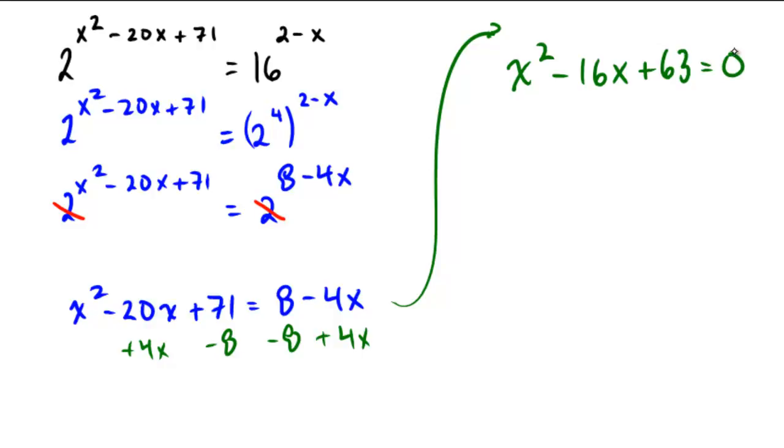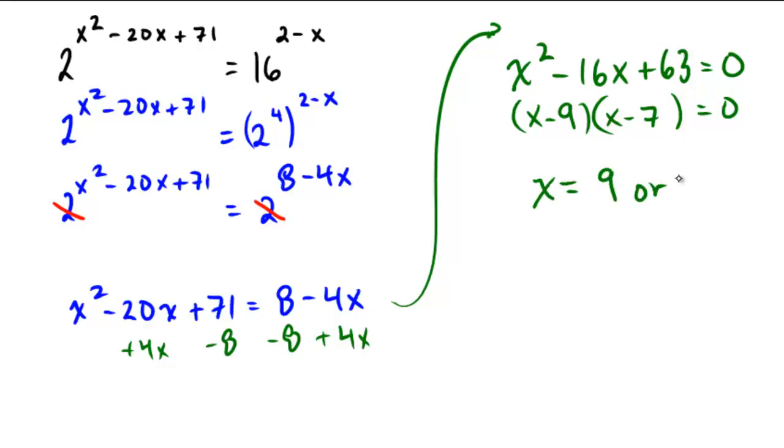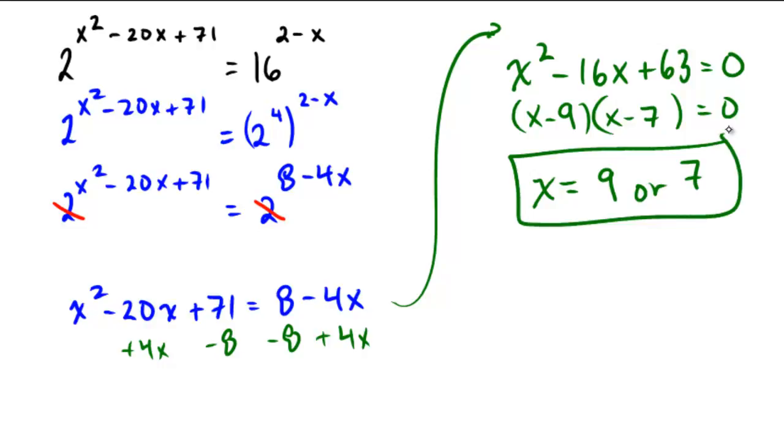So now I need two numbers that multiply to 63 and add to negative 16. Oh, that's convenient actually. Wouldn't that be 9 and 7? x minus 9 and x minus 7. Yeah, 9 times 7, 63. 9 plus 7, 16. So that means the final answer to this problem would be either x equals 9 or possibly 7. x equals 9 or 7.